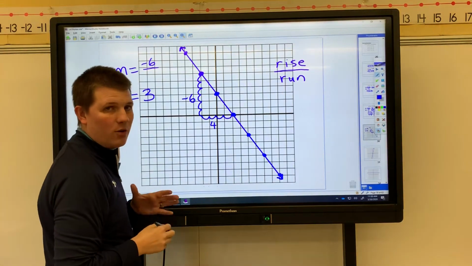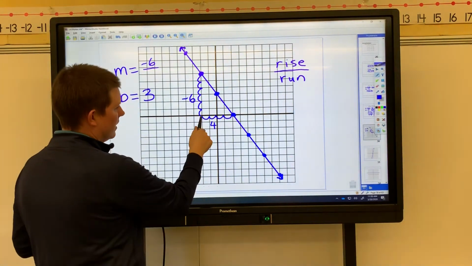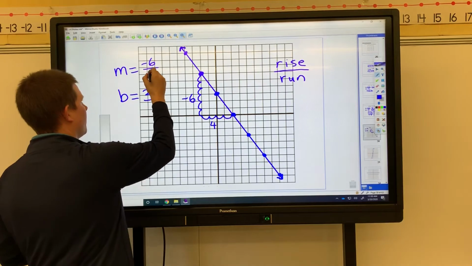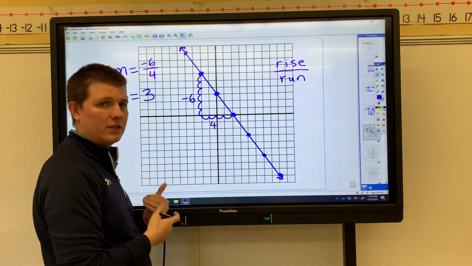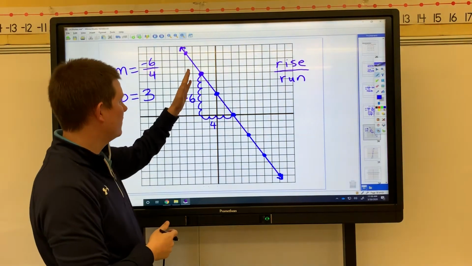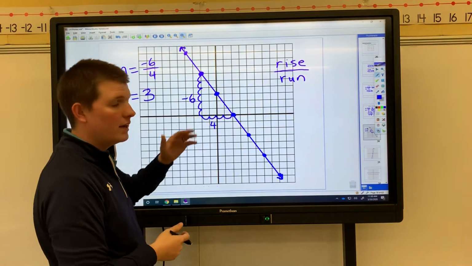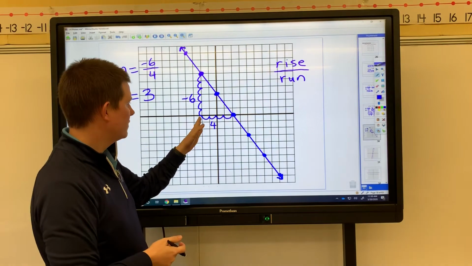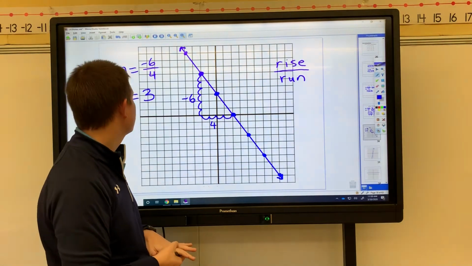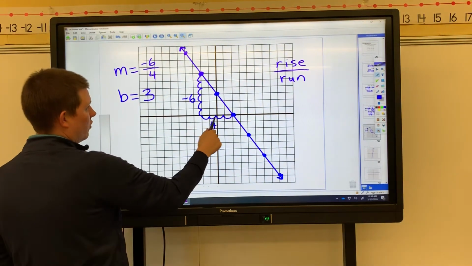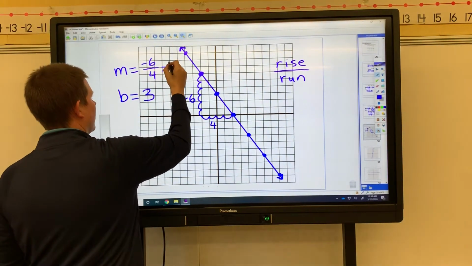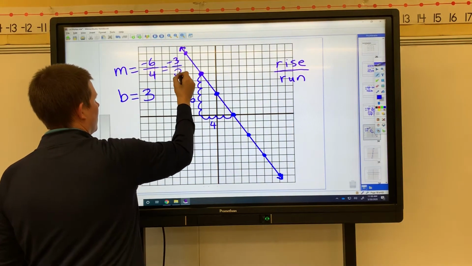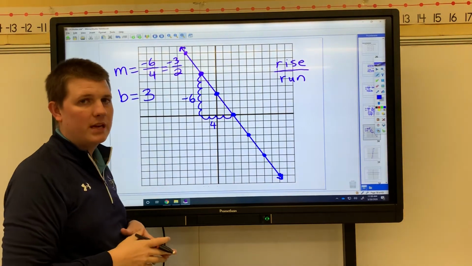Remember, when you go down, it's negative. Now I go to the right 4. When you go to the right, it's positive. If I would go to the left, it's negative. However, if you always start with the dot on the left and go to the one on the right, then you should always be going a positive horizontal distance. So it's negative 6 over 4. Make sure you always reduce that fraction down, if you can, to negative 3 over 2. So now I know my m, my slope is negative 3 over 2.